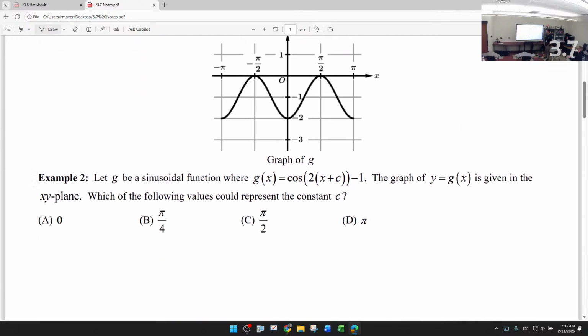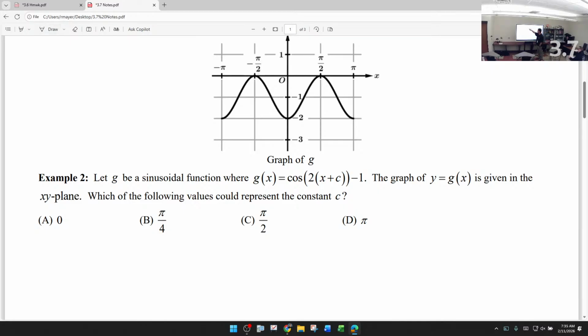Let g be a sinusoidal function. Oh, golly. g of x is cosine of 2x plus c, minus 1. The graph of g of x is given in the xy plane. Which of the following could represent c? I know it's cosine, and it's not a negative cosine. So if it's cosine, I have to start at a max. You could start at a min, but that's not a negative. So if it's not a negative, you're not going to start at a min. You're going to start at a max.